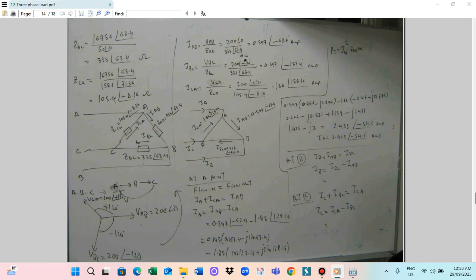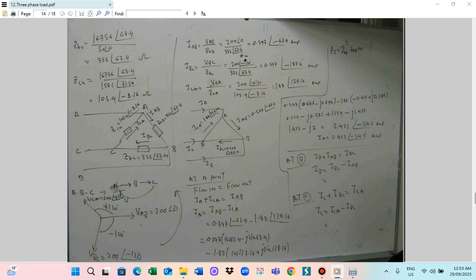The angle is the inverse tangent of 2 divided by 1.425, so 54.5 degrees. So then we got the current IA, we find the same. IA is equal to 2.455 angle minus 54.5 degrees ampere. So IA we got. Similarly, you can write the equation at the B point.